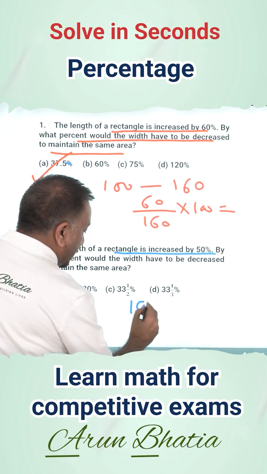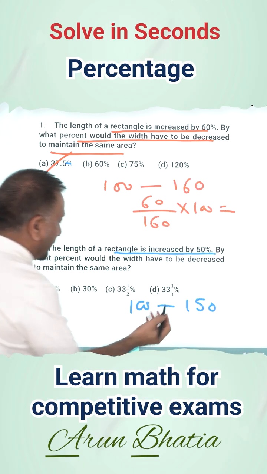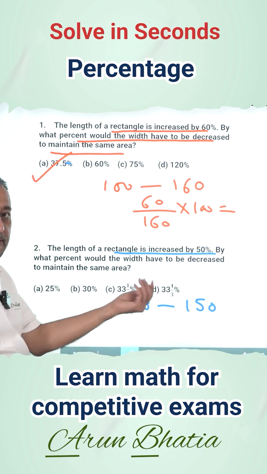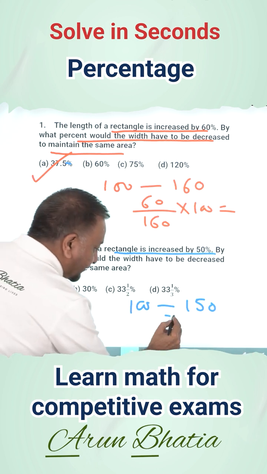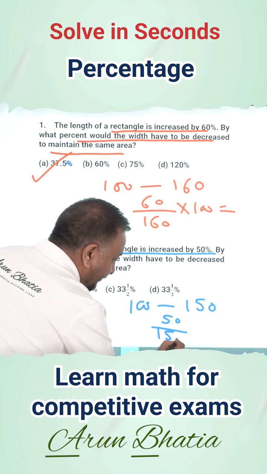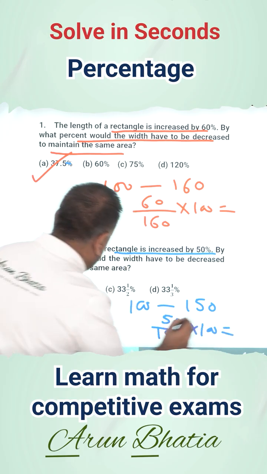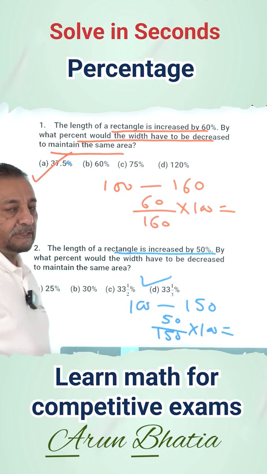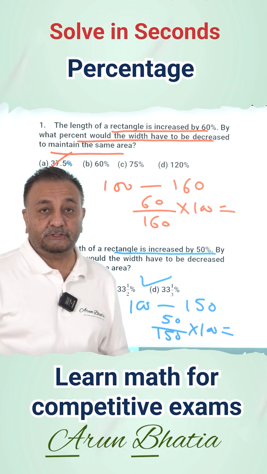Again here, the length of a rectangle is increased by 50%. That means it becomes 100 to 150. How much should the other side be reduced so that the area remains the same? Difference 50 upon 150 into 100 is equal to 33 1 by 3 percent. So these two questions are done in seconds. Learn this. Thank you.